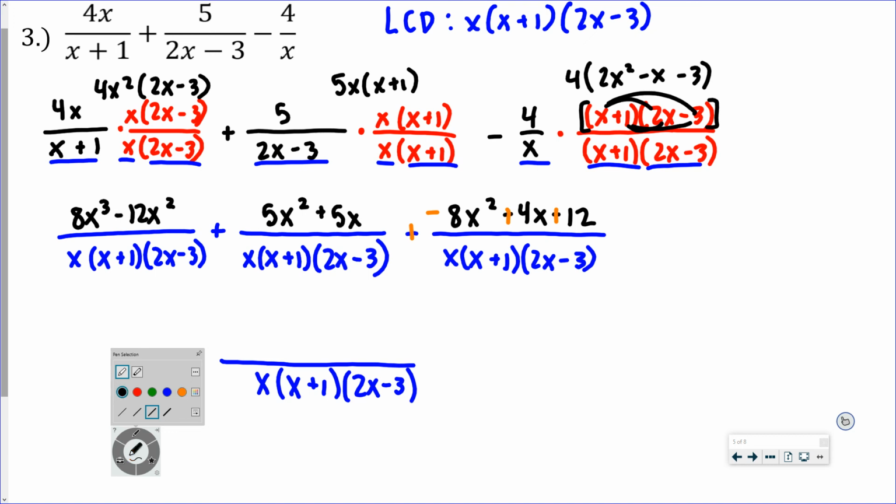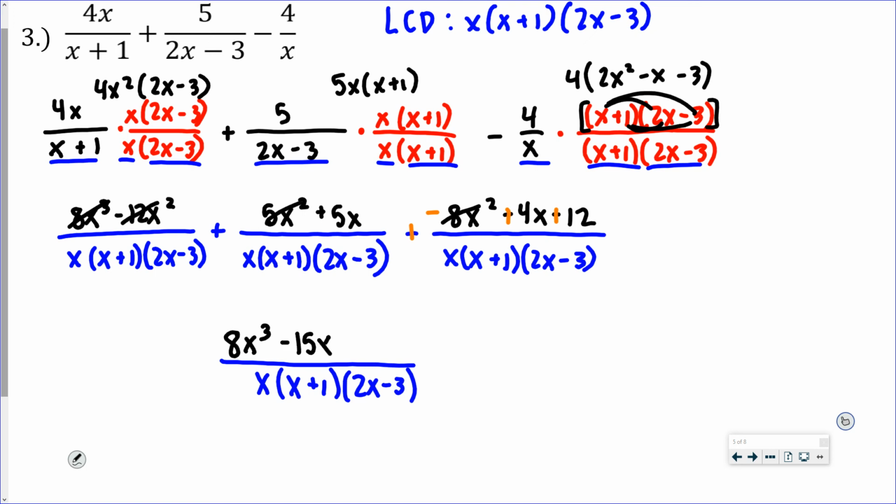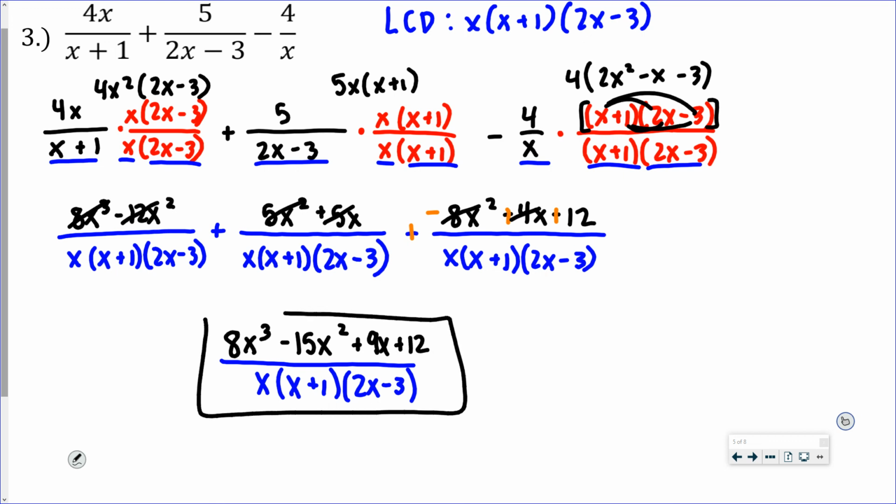All right, so writing my numerator in standard form. Looks like I only have one x cubed term. And it helps you guys, you can cross them off as you combine them. x squared terms. I have negative 12, 5, and negative 8 for a total of what? Negative 15x squared. Good job. x's, I have 5 and 4. So you get 9x. And then I just have that plus 12. Okay. Not too bad, right, my friends?